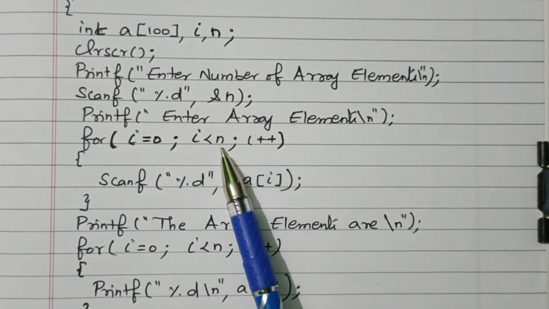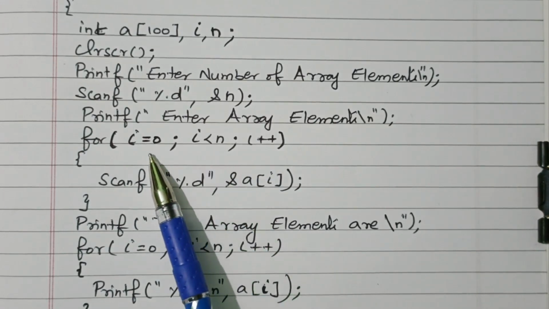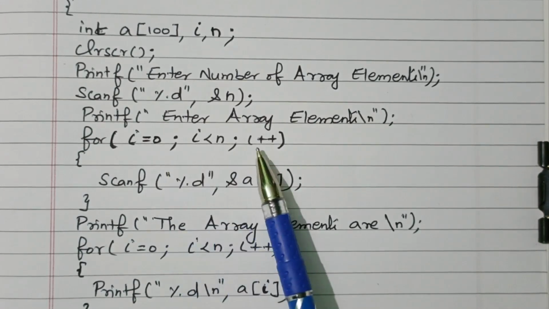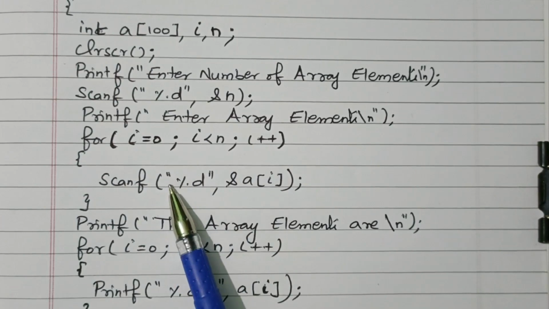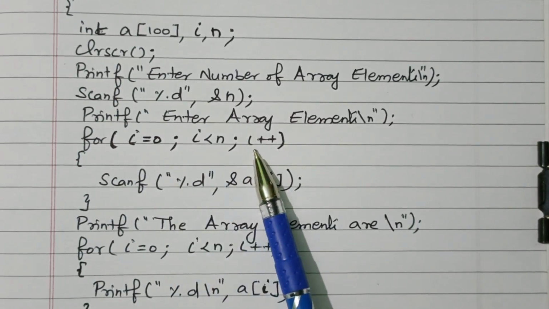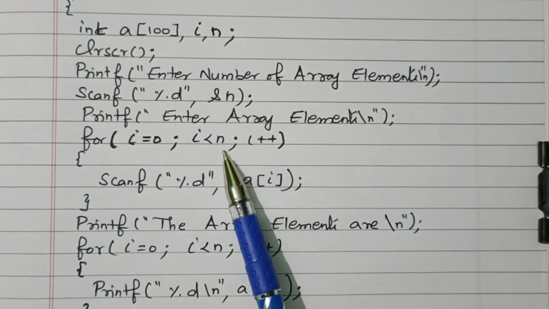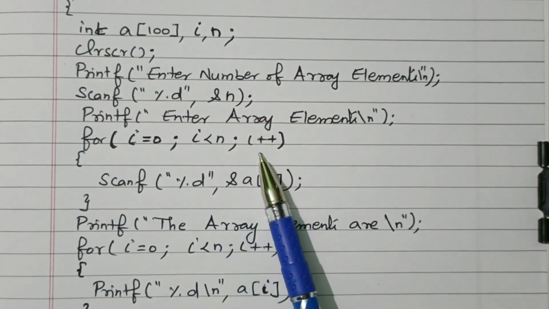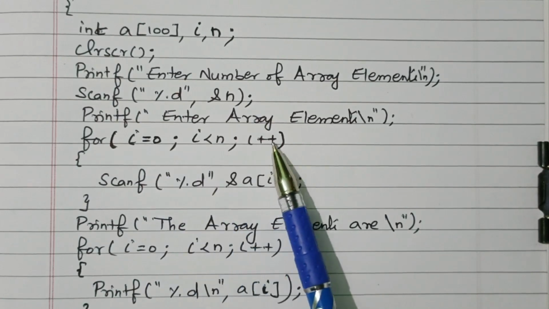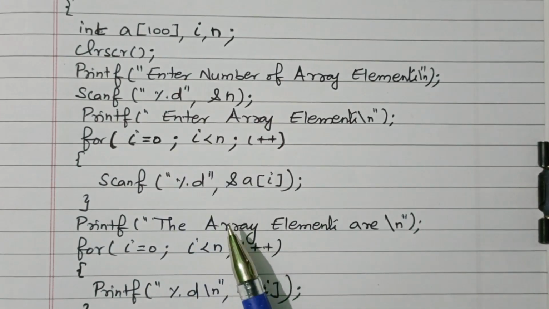For example, n = 5, how will it execute? First 0, it will scan the data. Then it becomes 1, scan the data. Then 2, 3, 4. While coming to 5, it is invalid. So it will go up to 4. 0 to 4 means this loop will be executed 5 times.